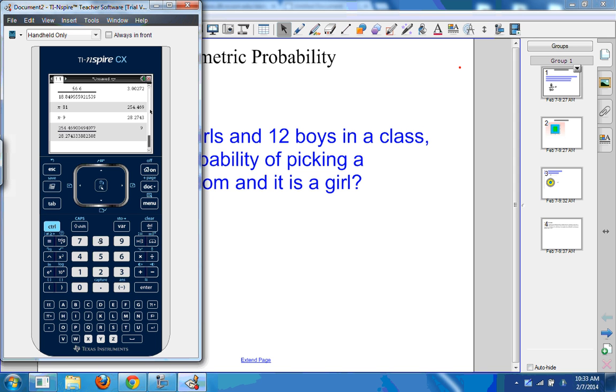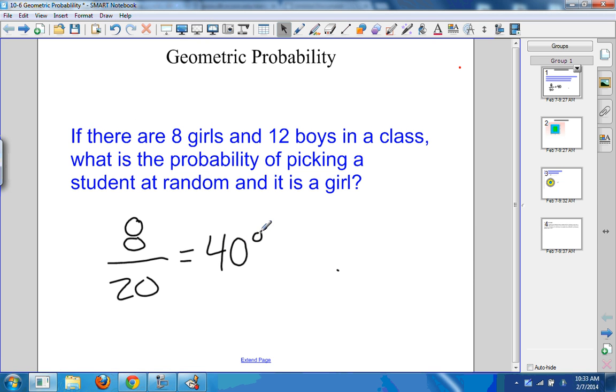I can use my calculator to say 8 divided by 20 is equal to 2/5, and if I want to know what that is as a percentage, it's 0.4 as a decimal, so if I multiply that by 100, I'll get a percentage of 40%. So there is a 40% chance of picking a girl at random, which would mean picking a boy at random, that'd be the other percent from 100, so that'd be 60%. So we're going to look at some shapes and some areas and see how these probabilities work with them.